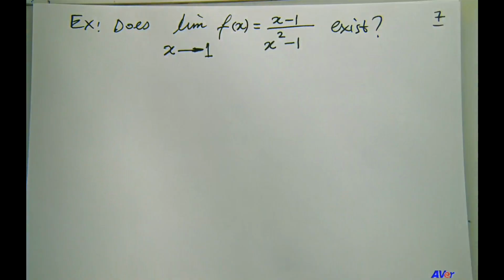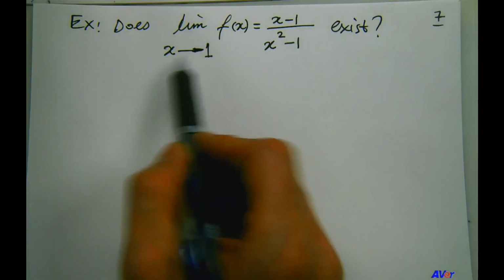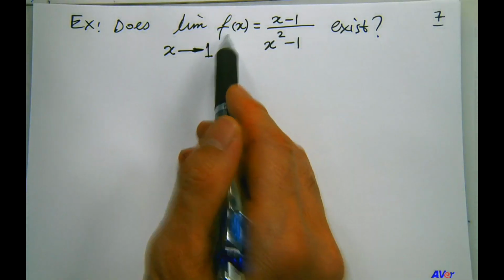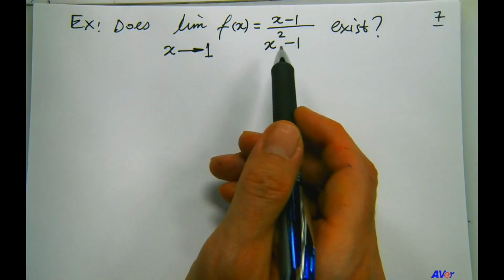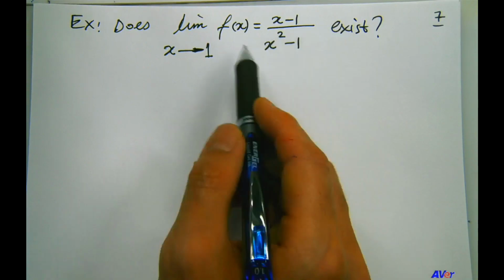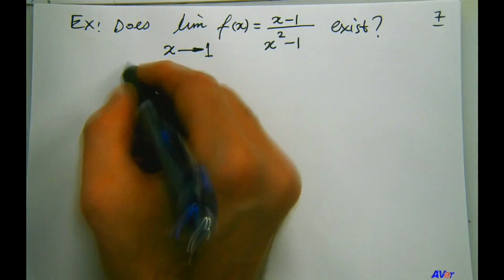So we know the function does not exist at x equals 1. But does the function have a limit as x approaches 1? In other words, as x approaches 1 from the left and from the right, do we get the same? Does the function value approach the same value? If it does, the answer to this is yes. If it doesn't, the answer is no. So how do we show that numerically? Well, this is how.